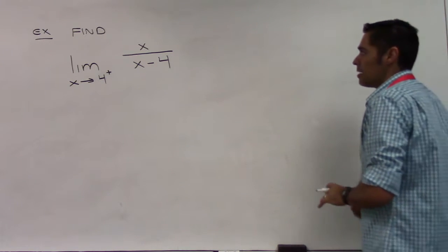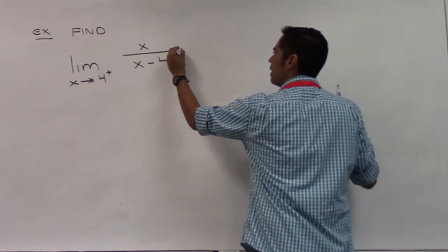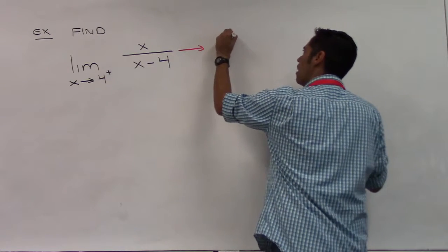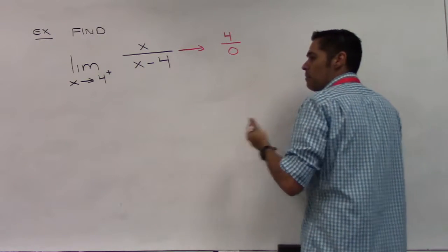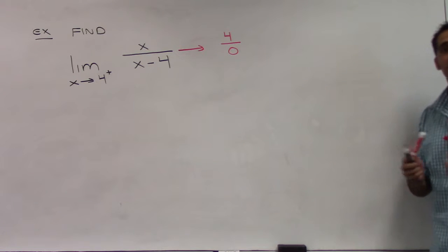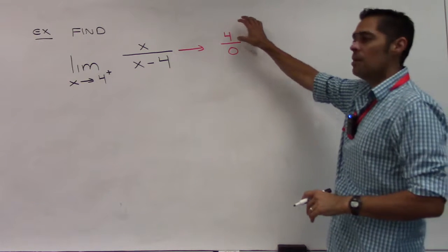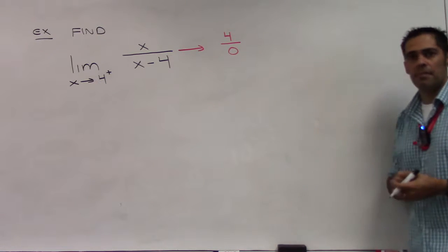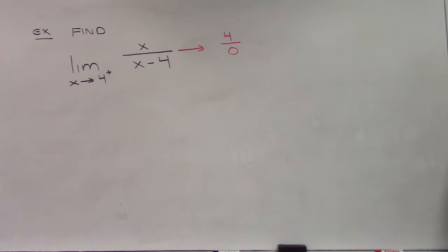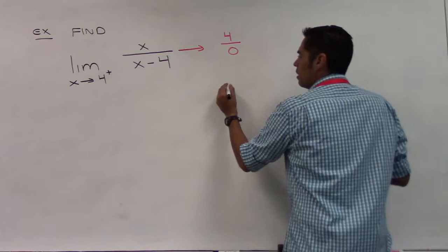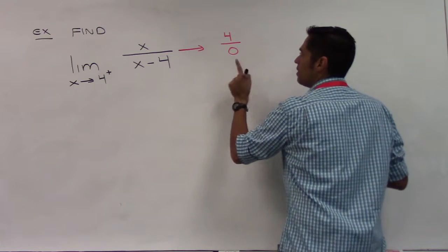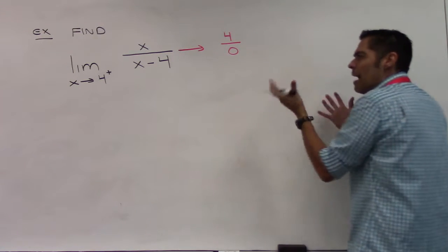First thing we do is a direct substitution. Again, we get the same exact thing: 4 on top, 0 on the bottom. So that right away tells me that there are 3 possible answers, because anytime I have a fixed number over something that gets smaller, it's going to be one of those 3: does not exist, infinity, or negative infinity. So which one is it? What do I have to figure out?